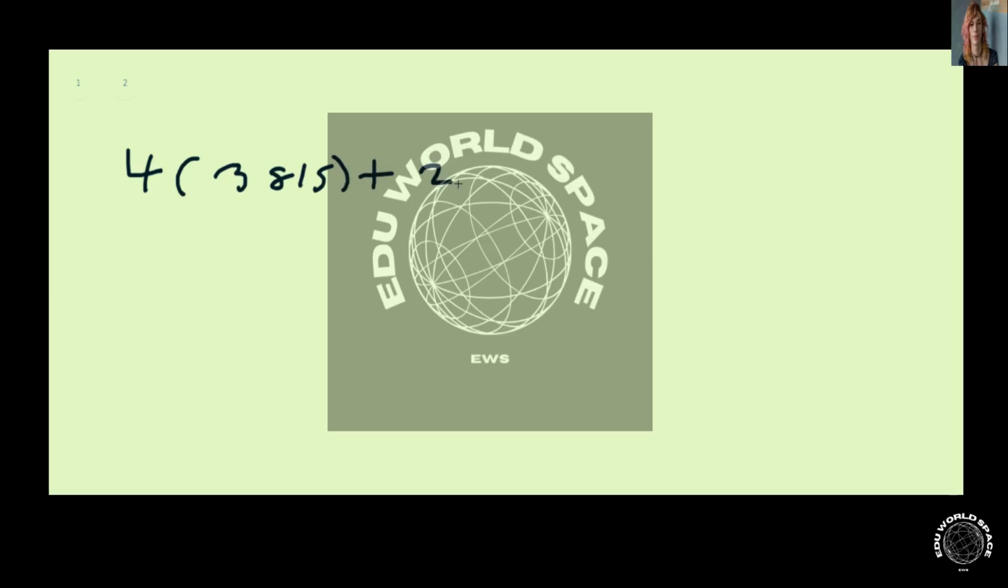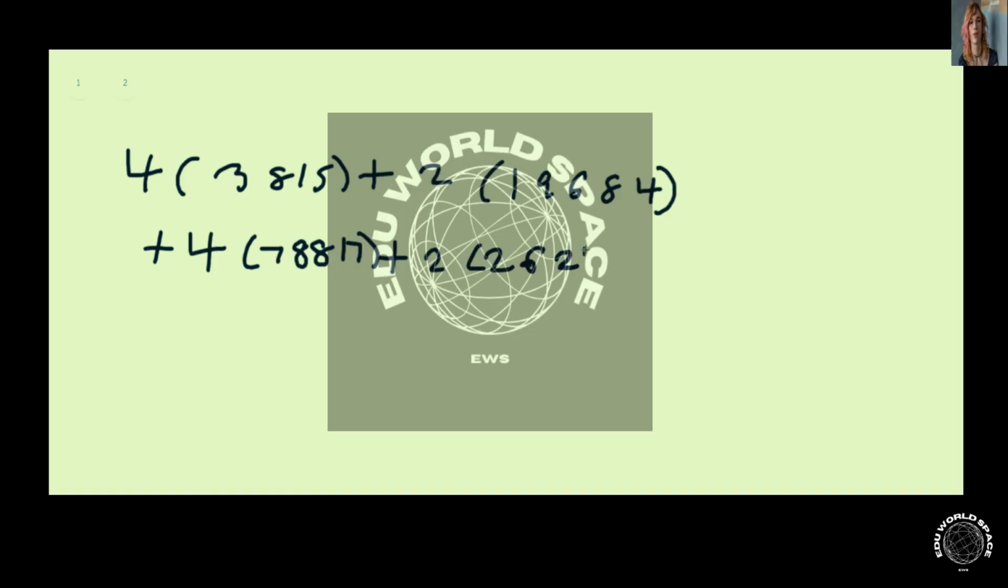plus 2 times f of x6, plus 4 times... and again, remember, we had 11 terms, as I stated, so from x of 0 all the way to x of 10.